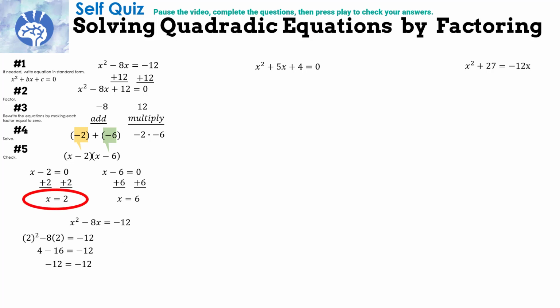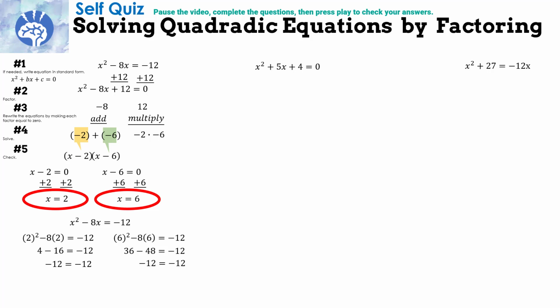Let's try 6. So I put 6 in for my x's in the original equation. As I simplify, I see negative 12 equals negative 12. And it turns out that x equals 6 is also a solution. So x equals 2 and x equals 6 are our two solutions for the first question. Let's look at the second question.